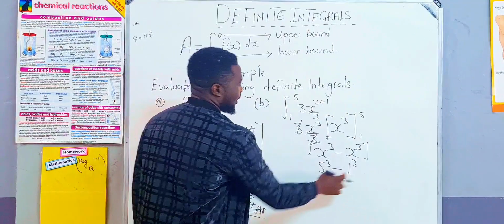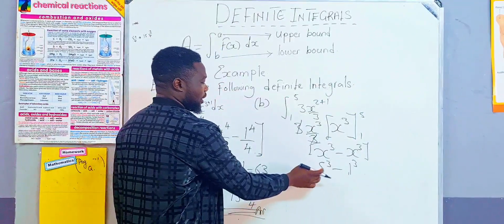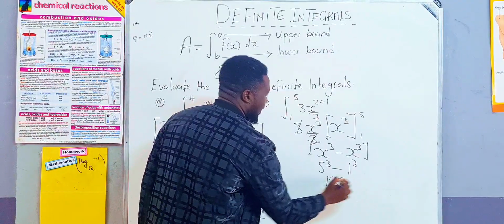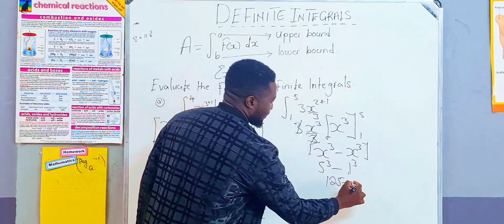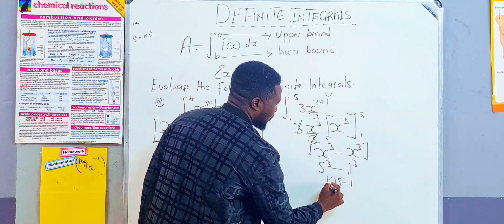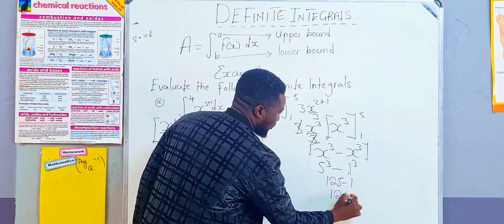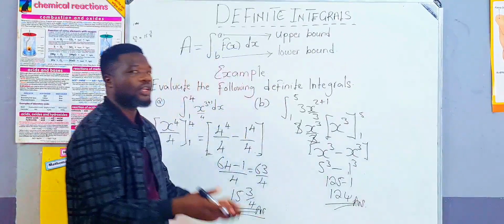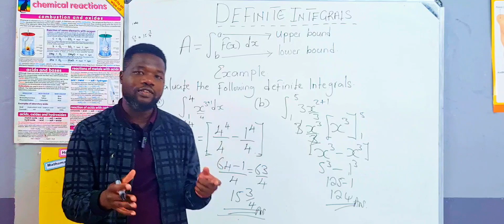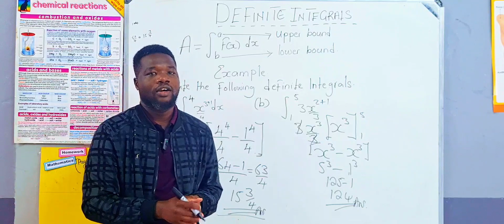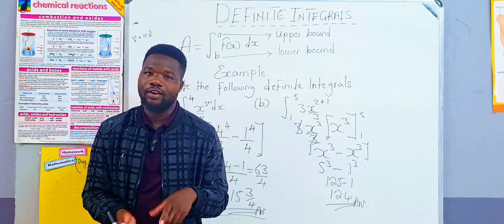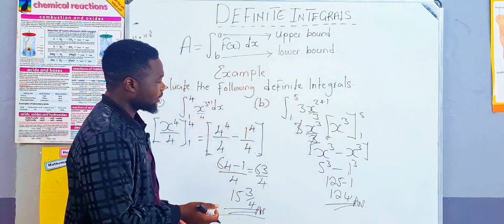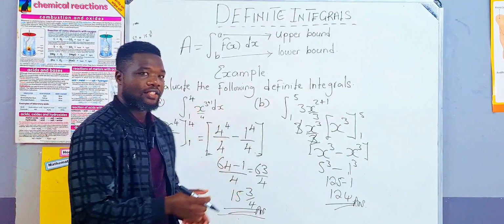Now we calculate: 5 to the power 3 is 125, minus 1 to the power 3, which is just 1. So 125 minus 1 is just 124. This is how you can calculate definite integrals. It is your duty now to go and find questions on definite integrals and go through them the way I did.